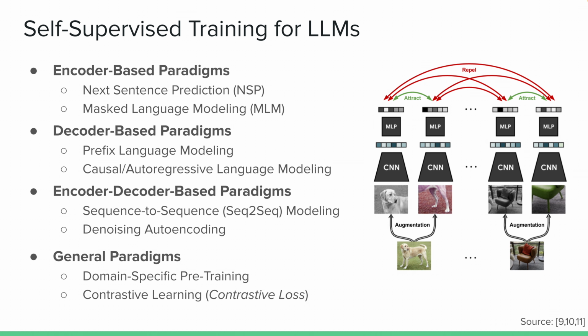Lastly, there are general paradigms like domain-specific pre-training and contrastive learning. Contrastive learning helps the model learn similarities and differences between data points, optimizing representation learning through contrastive loss. Each of these paradigms enables LLMs to become more efficient in their respective tasks and ensures that they can process language in a way that captures deep contextual relationships.